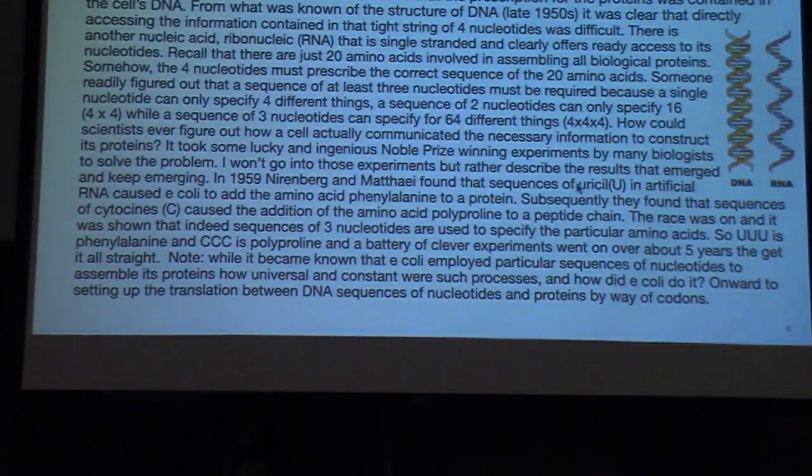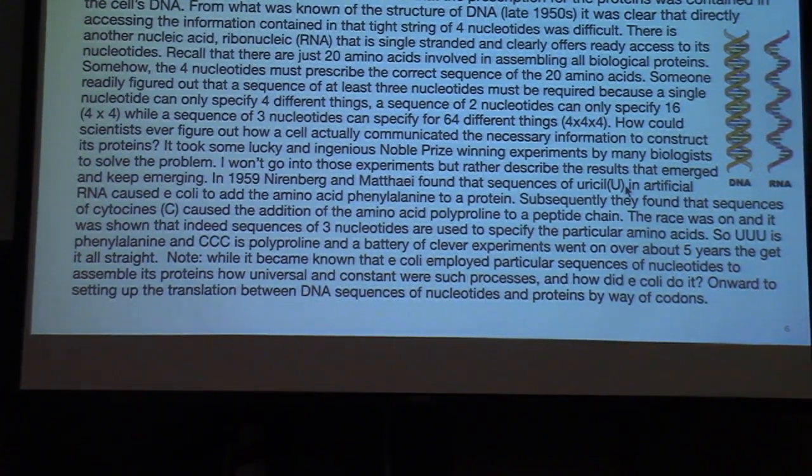In 1959, Nirenberg and Matthaei found that sequences of uracil in artificially made RNA caused E. coli. So again, E. coli is a very central figure in working out a lot of these things. To add the amino acid phenylalanine to a protein. Subsequently, they found out the sequence of cytosines, C, caused the addition of the amino acid proline to a peptide chain. So there you were, three U's gave you a phenylalanine, and three C's gave you proline. And I should actually say what these letters are.